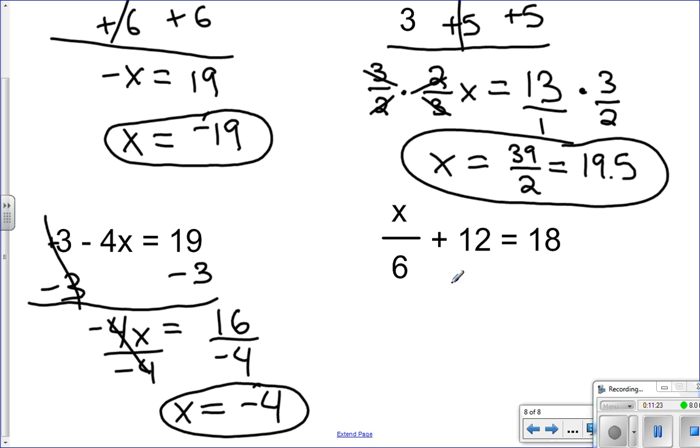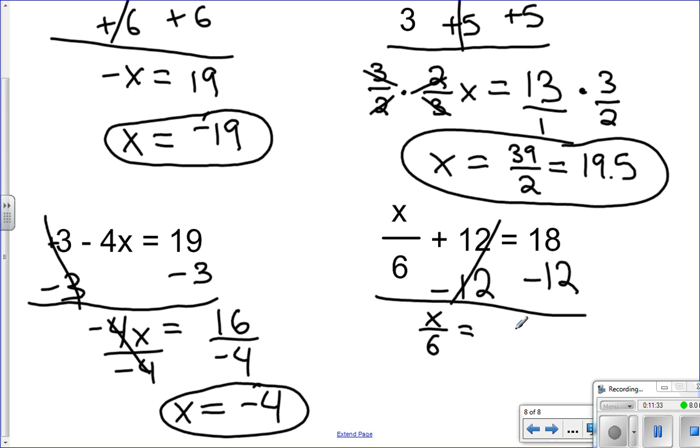Finally, the last one. I'm going to subtract 12 from both sides. I'm left with x divided by 6 equals 18 minus 12, 6. Then, since I'm dividing x by 6, I need to multiply both sides by 6. X equals 36.